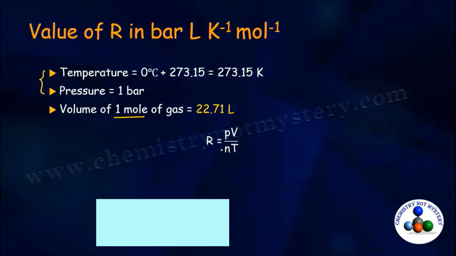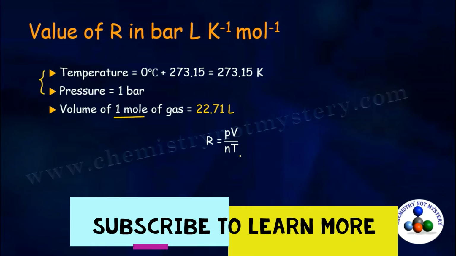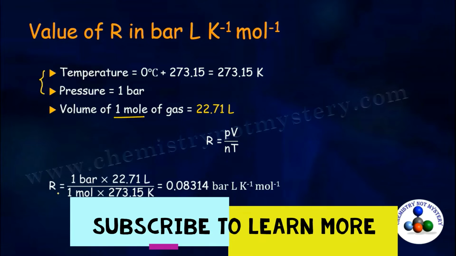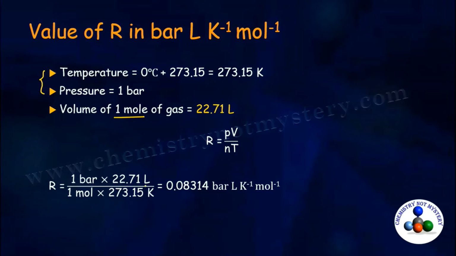Now we have the equation R = PV/nT. Now place the values in this equation. So here you will get R = 1 bar multiplied by 22.71 liter divided by 1 mole multiplied by 273.15 Kelvin. On solving it, you will get 0.08314 bar liter per Kelvin per mole.